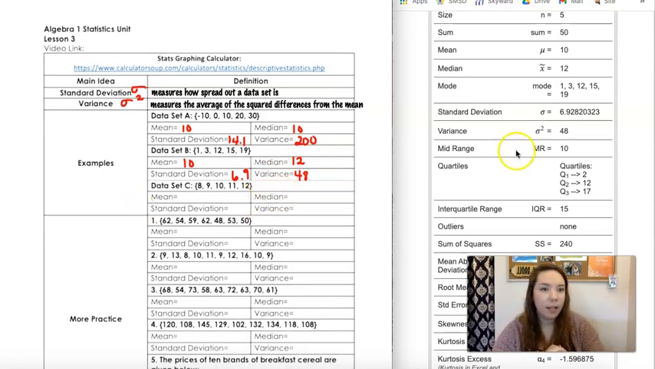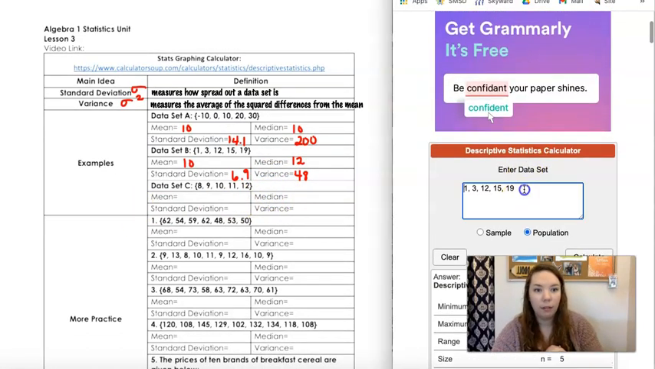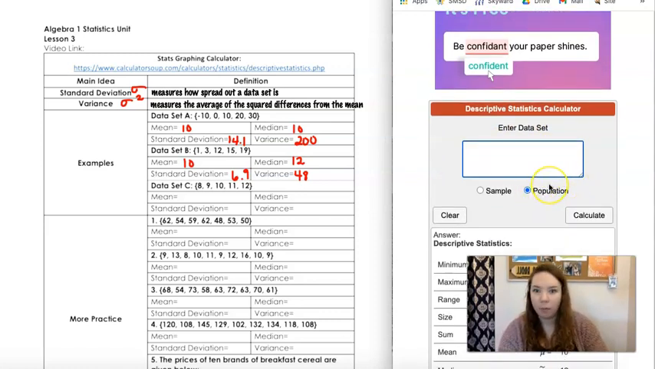All right, and data set C. Mine's still on population. That's what we want for all of our problem types. We have 8, 9, 10, 11, and 12. Also something I want to point out to you is this one is less spread out than our second set. If we look at our third data set, these are all 1 apart, so I expect my standard deviation to be pretty small. The larger your standard deviation, the more widespread your data set is.